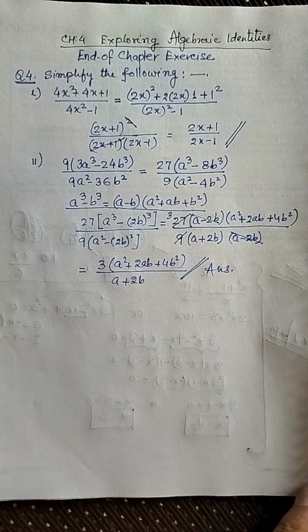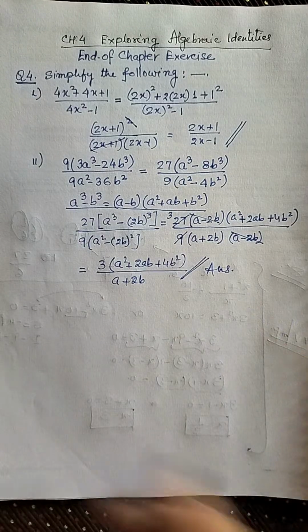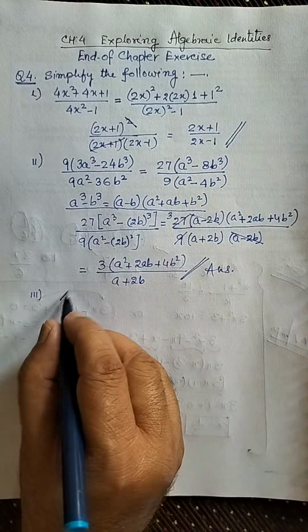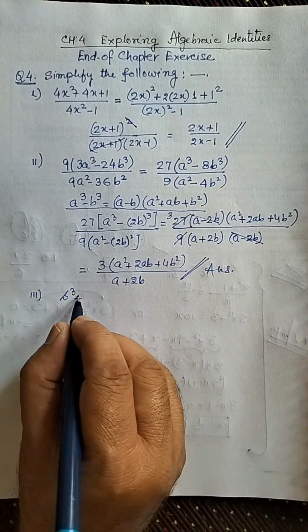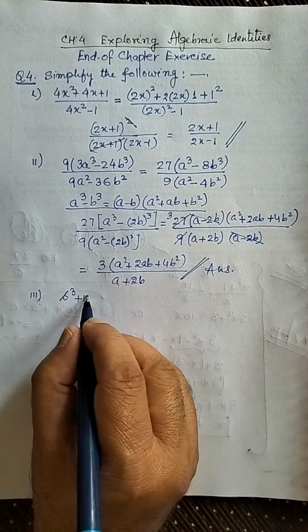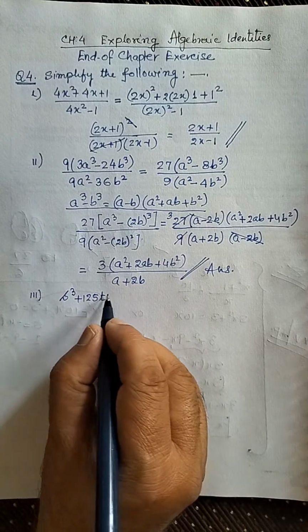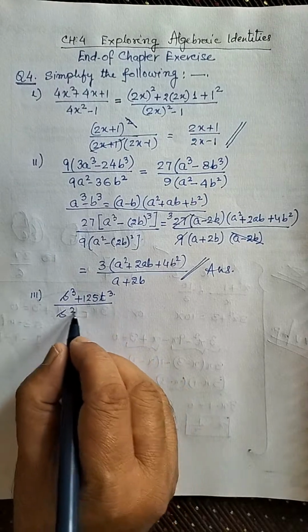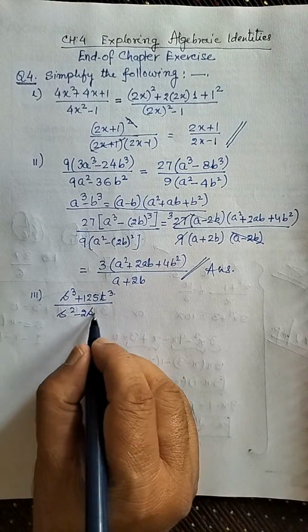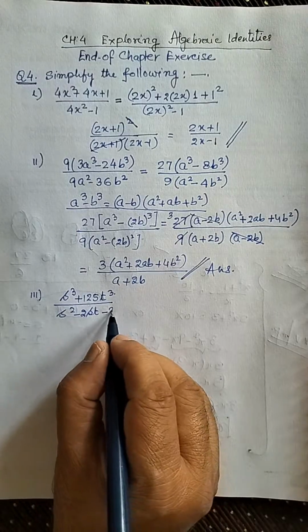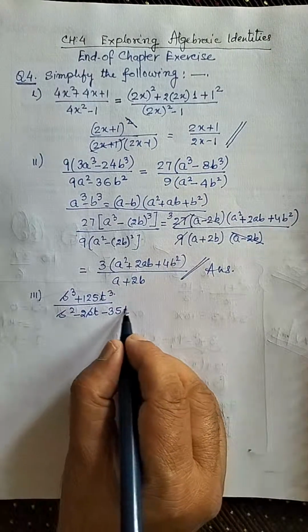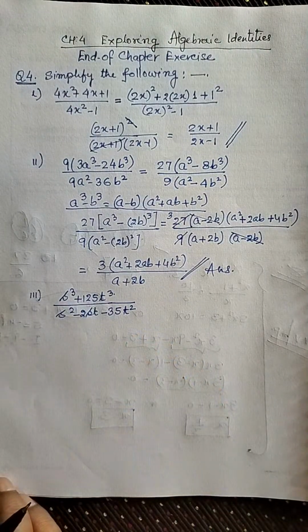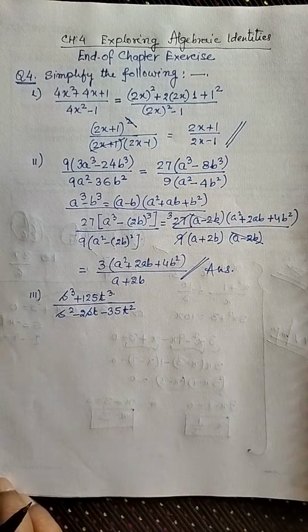Okay, hope you understood this part also. Now the third part let us take. The third part says s cube plus 125t cube over s square minus twice of st minus 35t square. Now the numerator part, very clearly you can see it is a cube plus b cube.